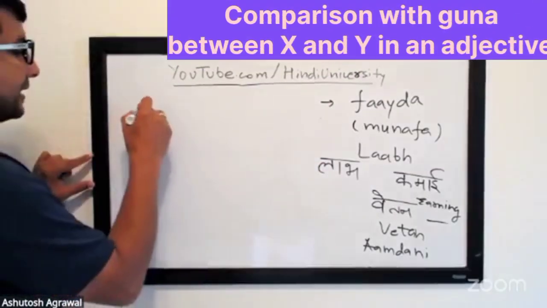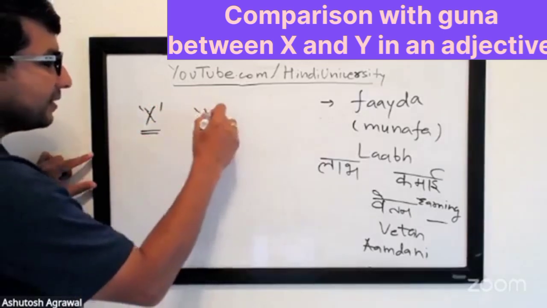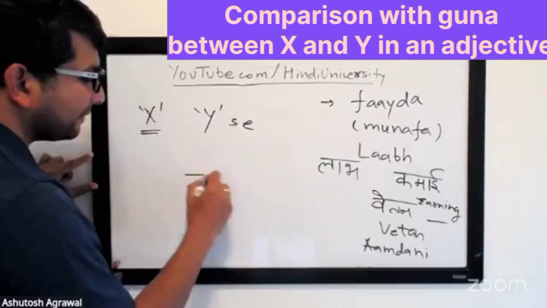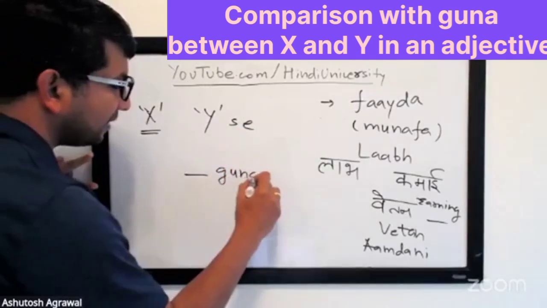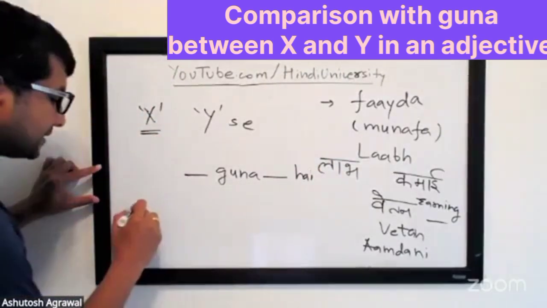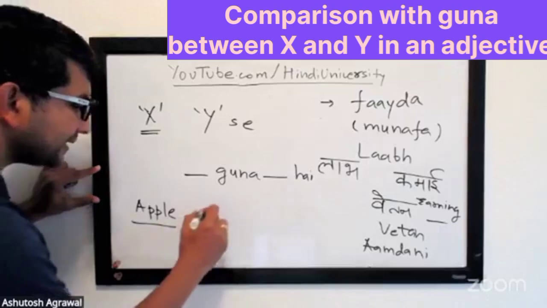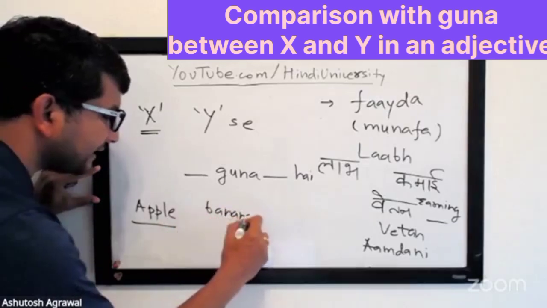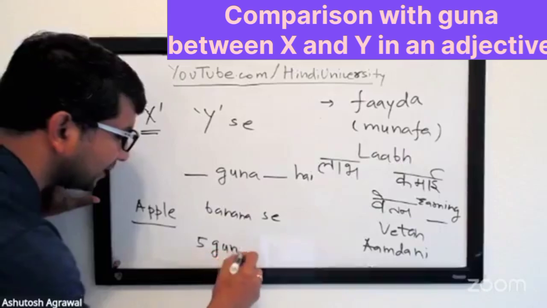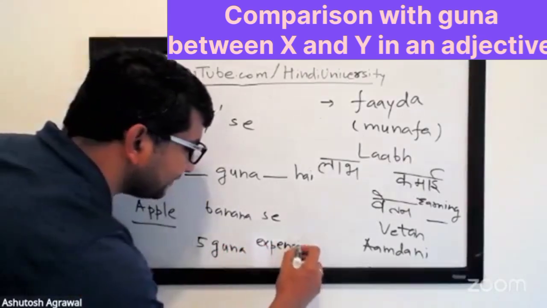So you can say x, which is something you are comparing, y से गुना है. For example, apple, which is your x, banana से 5 गुना, let's say I'll keep it simple, expensive है.